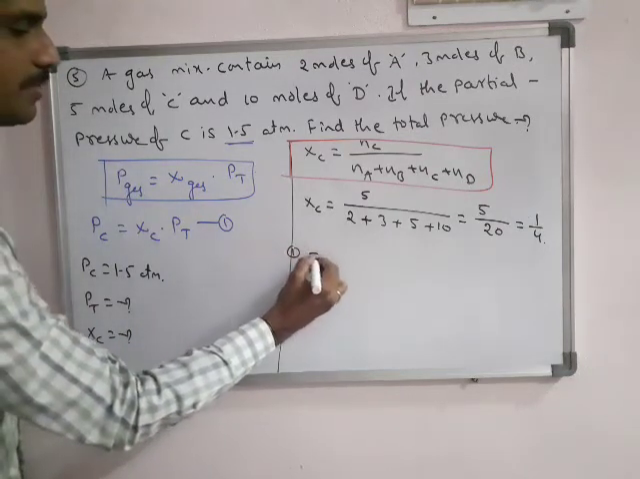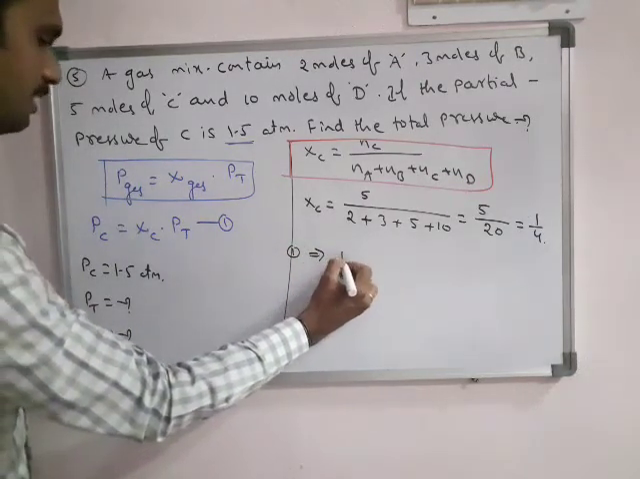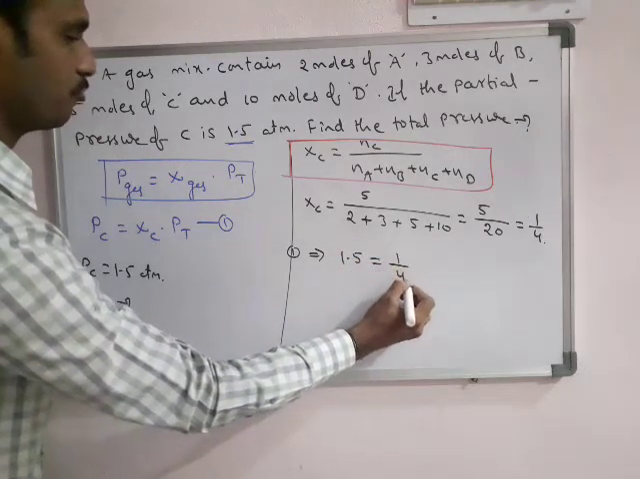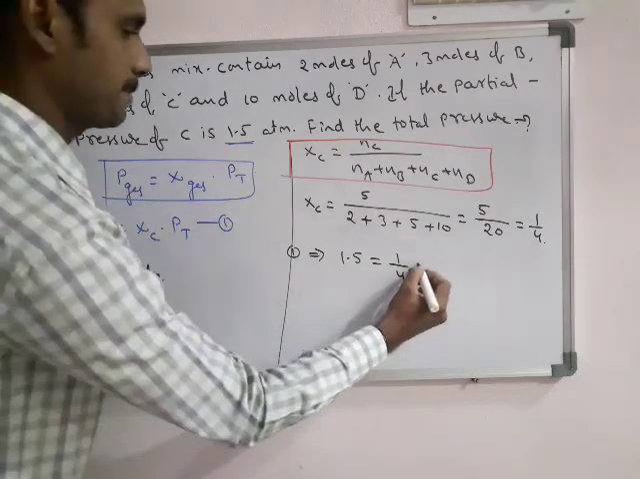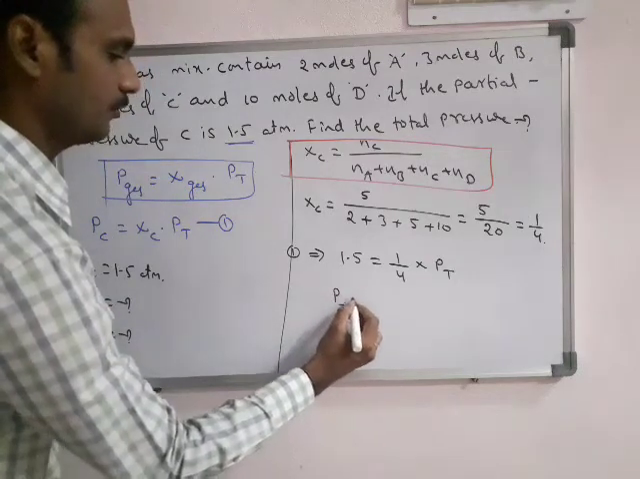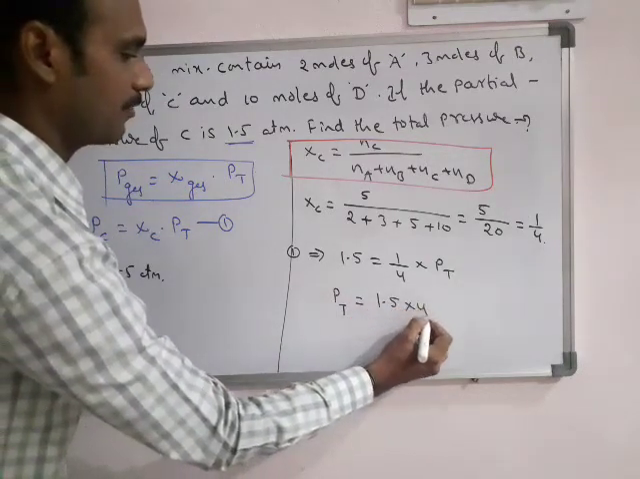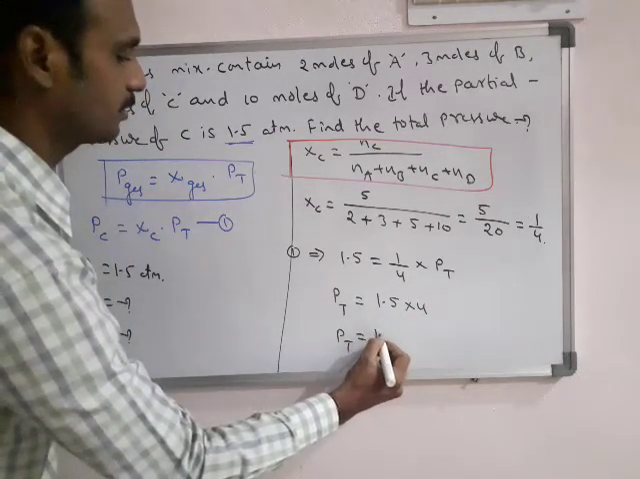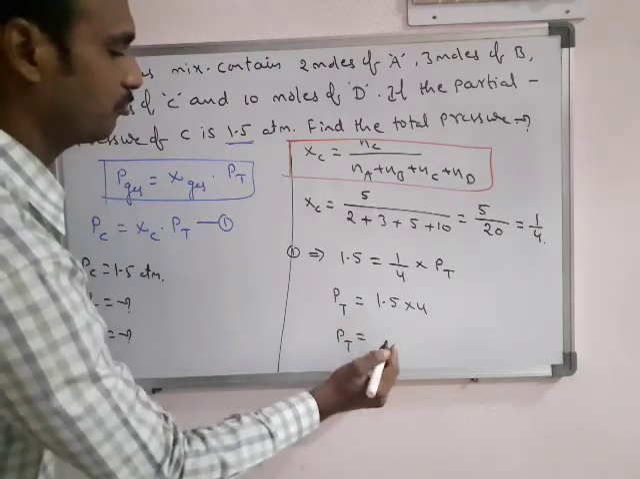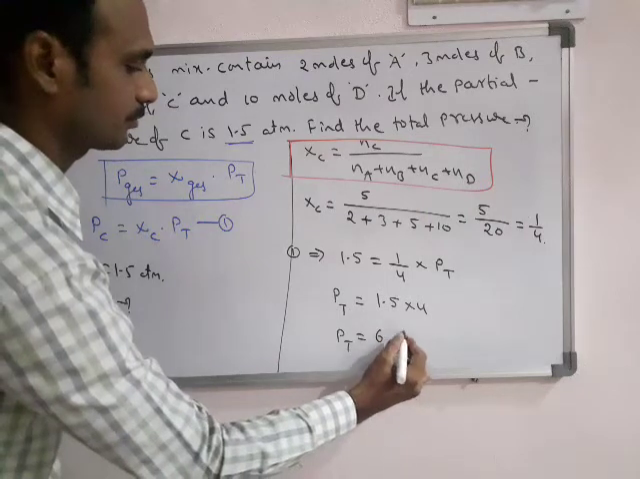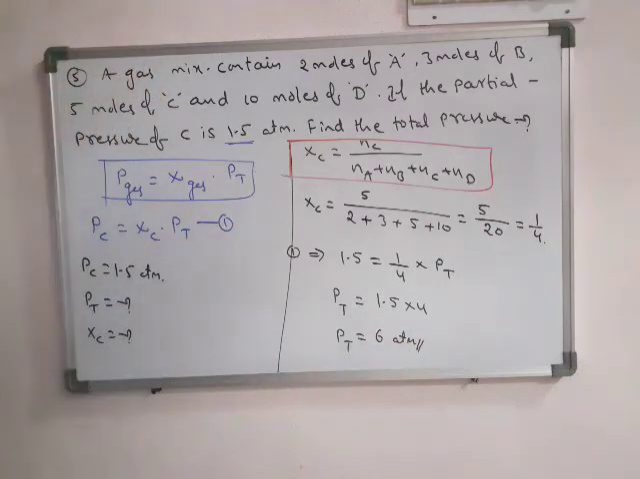Now substitute in equation 1. PC equals how much? 1.5. XC you already calculated, that is 1 by 3, into P total. Therefore P total is equal to how much? 1.5 into 3. So how much will you get here? 1.5 into 3 means 4.5. Here the total pressure is 4.5 atmosphere. Okay.